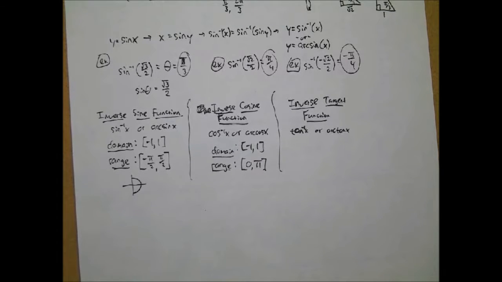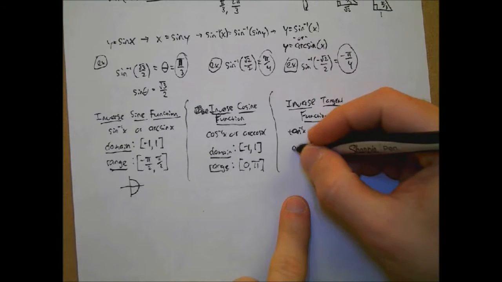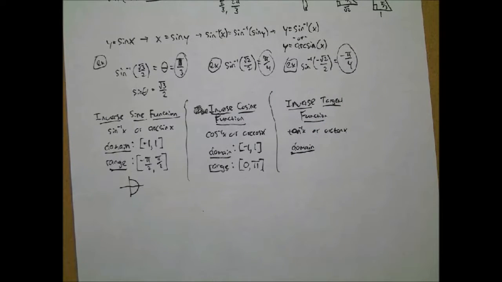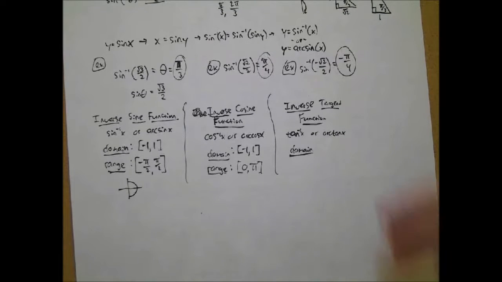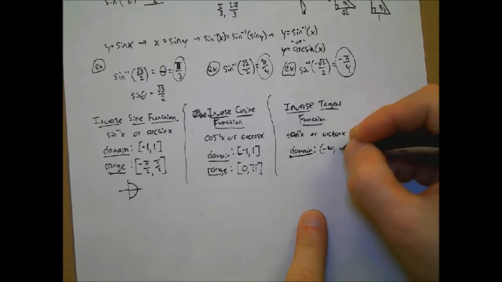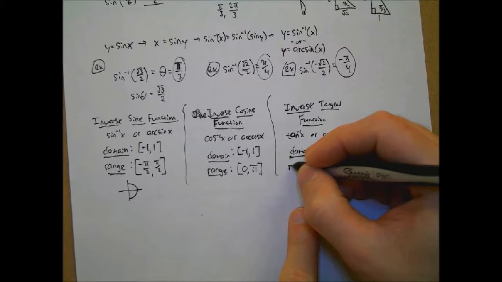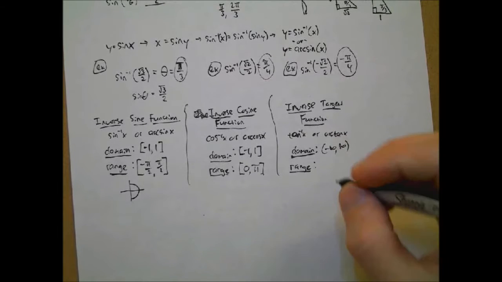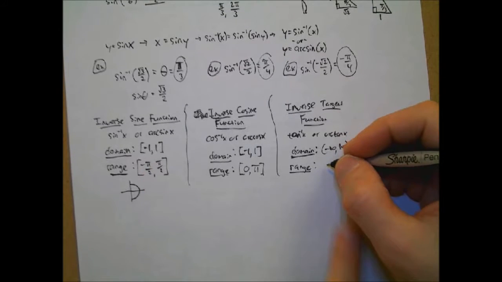Sorry. Okay, domain for this. Well, since the range of normal tangent is negative infinity to infinity, the domain here will also be negative infinity to infinity. Okay, and then the range, okay, will be like sine, it'll be negative pi over 2 to pi over 2.